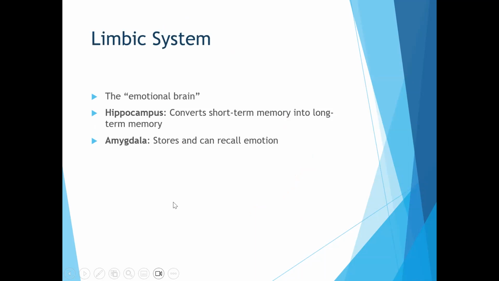So next part of the brain we're going to talk about is the limbic system. And so this is made up of your hippocampus and amygdala. And so we consider this the emotional brain. So this is where a lot of our emotions are regulated.